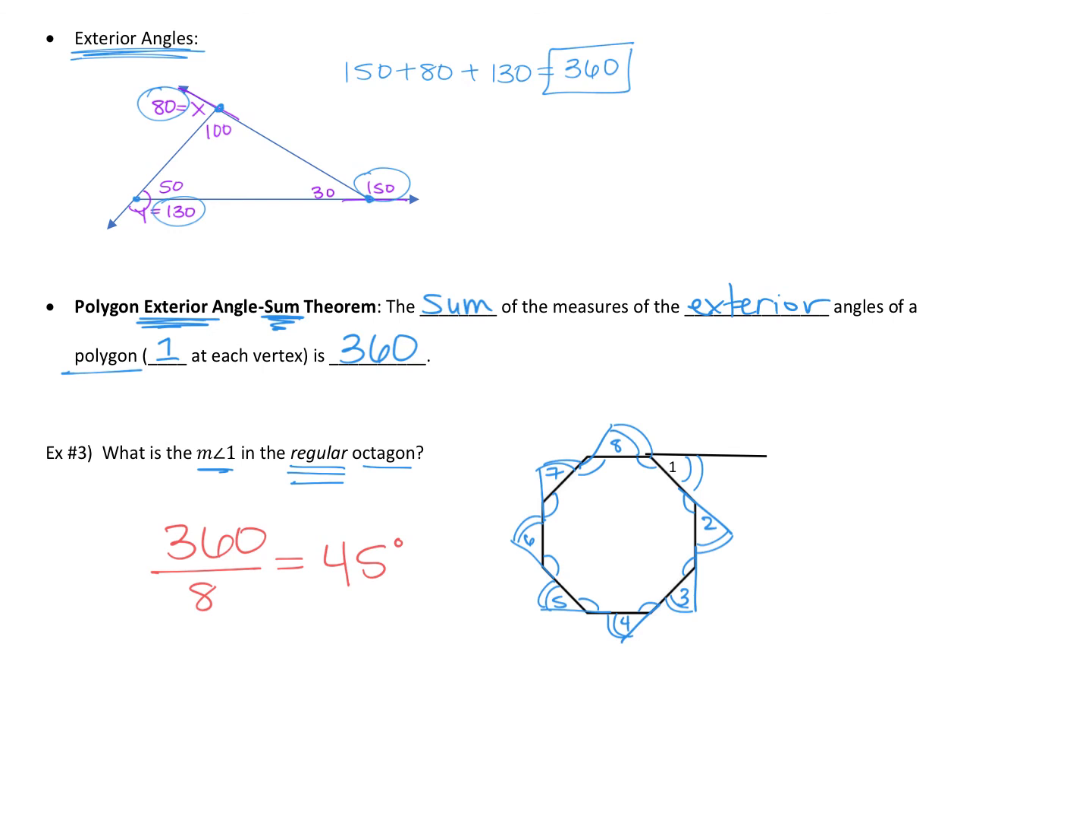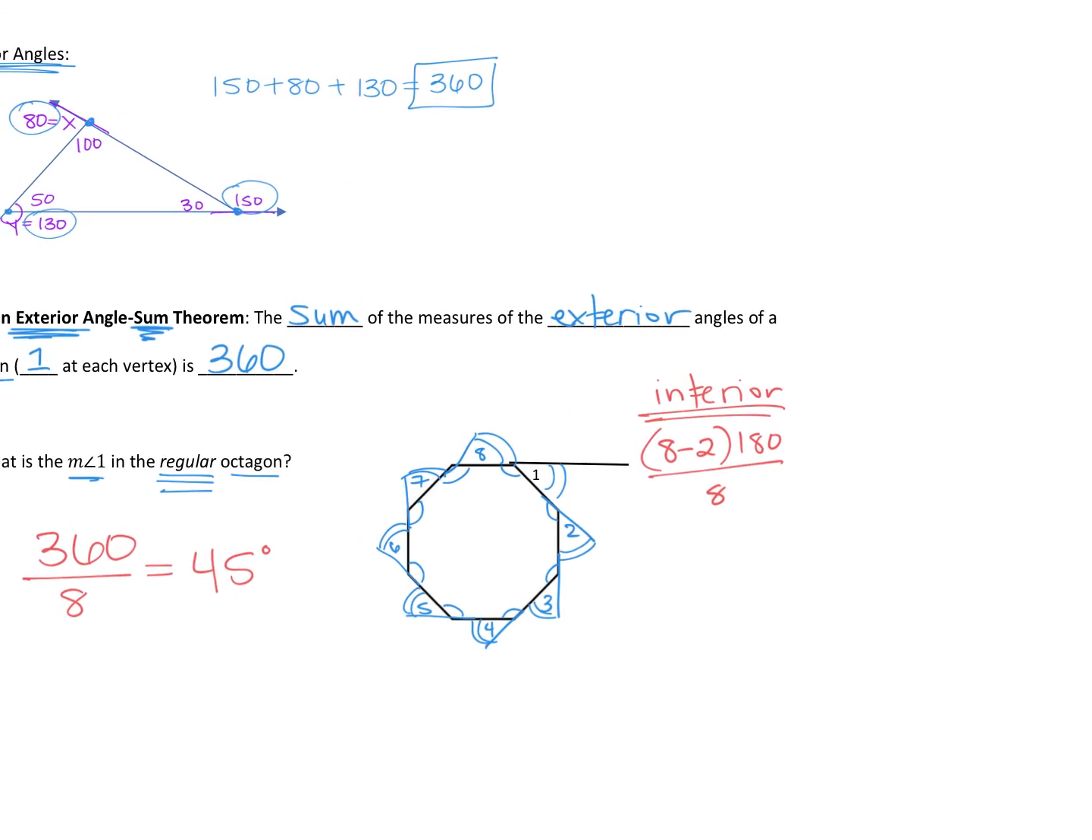What if you forget that exterior angles add up to 360? What could you do? Well, you could take the interior and figure out the exterior. You could solve for the interior, right? If I wanted to do the interior ones, maybe don't write this down unless you can keep this straight. Interior would be 8 minus 2 times 180 divided by 8 will give us 1 interior angle. That's the 135, right? So the interiors are 135. So then our exteriors have to be 180 minus 135, and wouldn't you know, that's 45, okay?